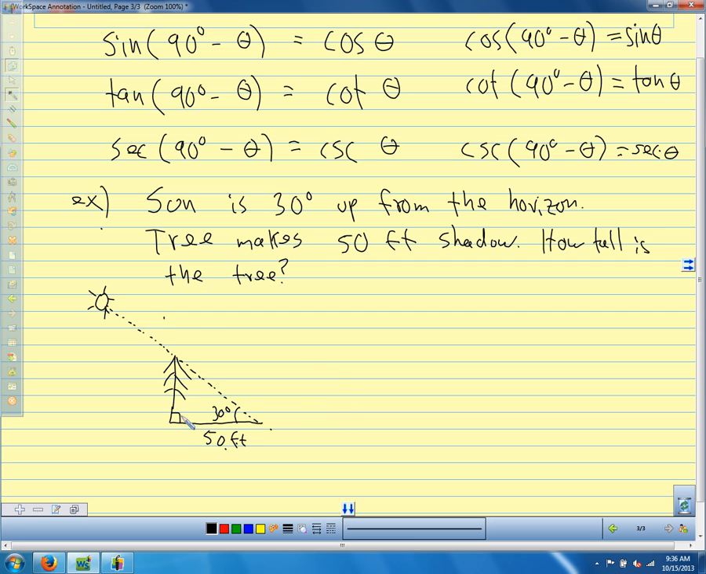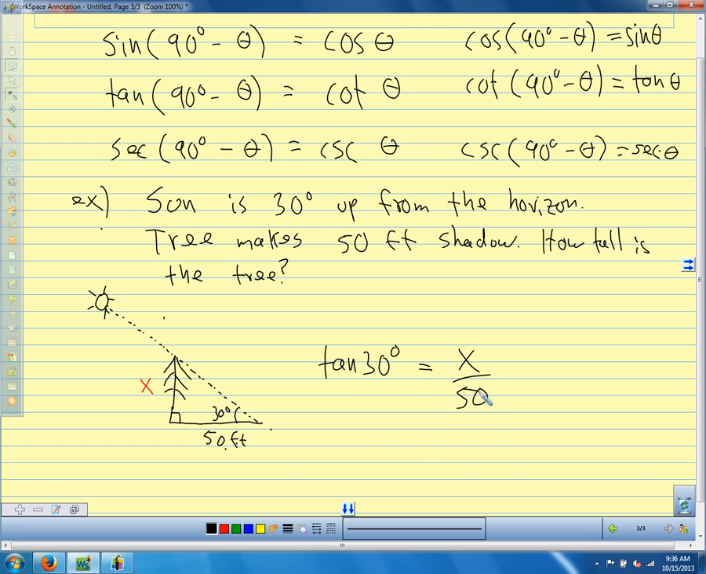So we want the length of the side of the tree, so let's call that x. We want the length of the tree. So what are we going to do to proceed with this problem? Grab our tape measure? Tangent? Why do we want to use tangent? Because you have the opposite side and the adjacent side. So we look at our triangle. We see this is my angle. We have the opposite, and we have the adjacent. So I'm going to write tangent of 30 degrees equals x over 50.